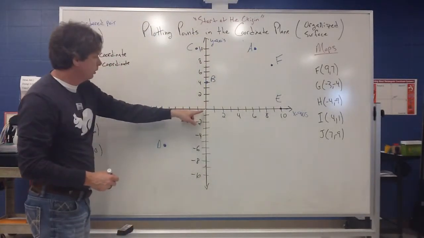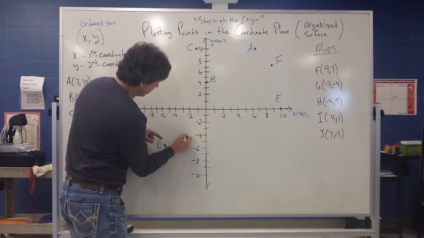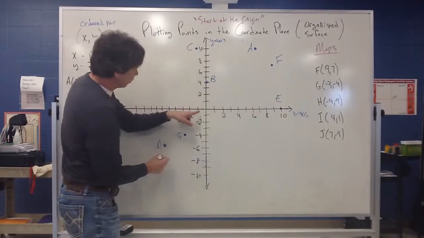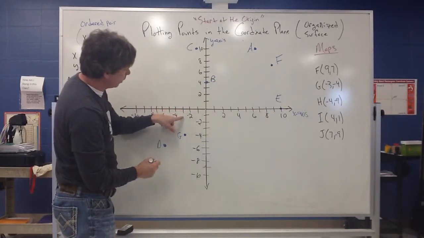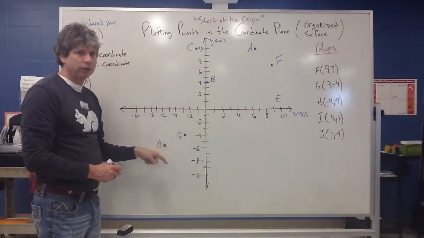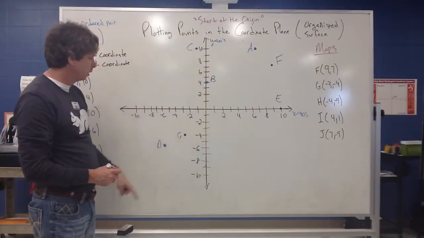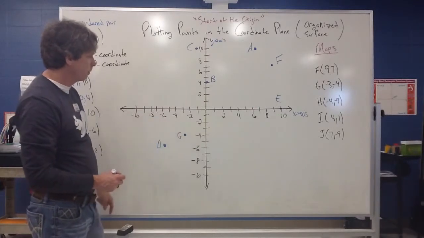Point G is -3, -4. So starting at the origin, left 3, down 4. So point G would be located at that spot. So 1, 2, 3 to the left, and then 1, 2, 3, 4 down. Once you move both coordinates, then you make your dot. So -3, -4 would put me at that spot. That also puts me in quadrant 3.